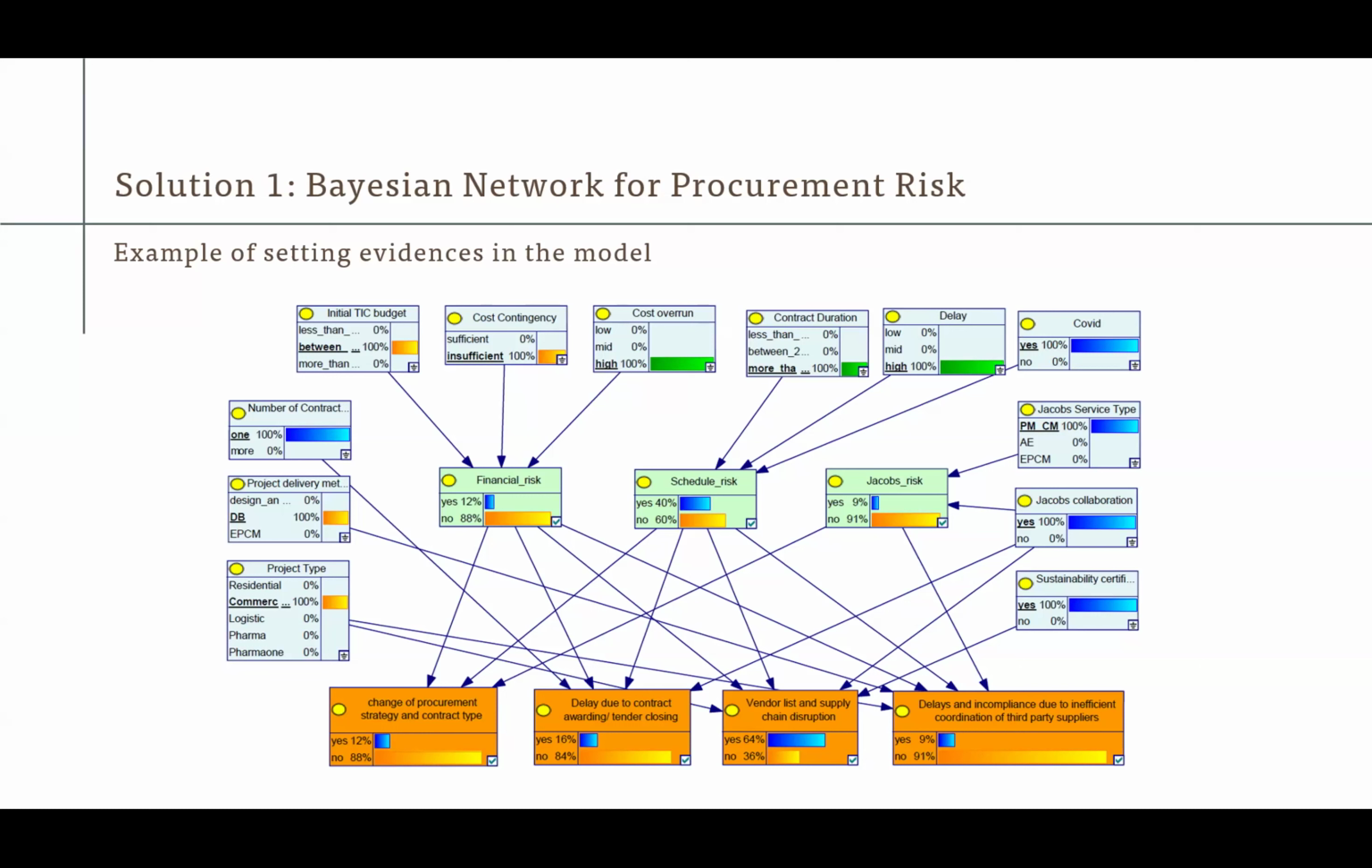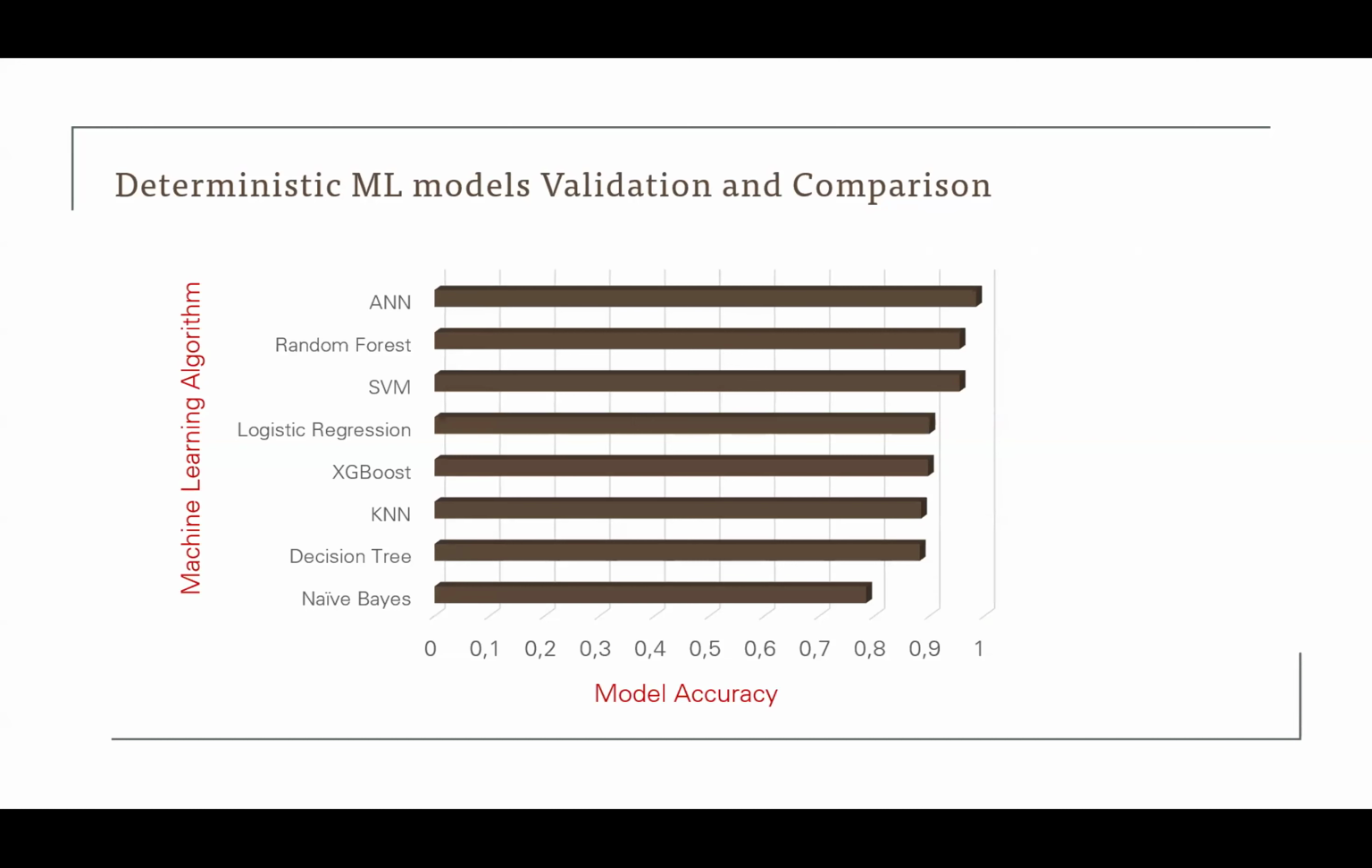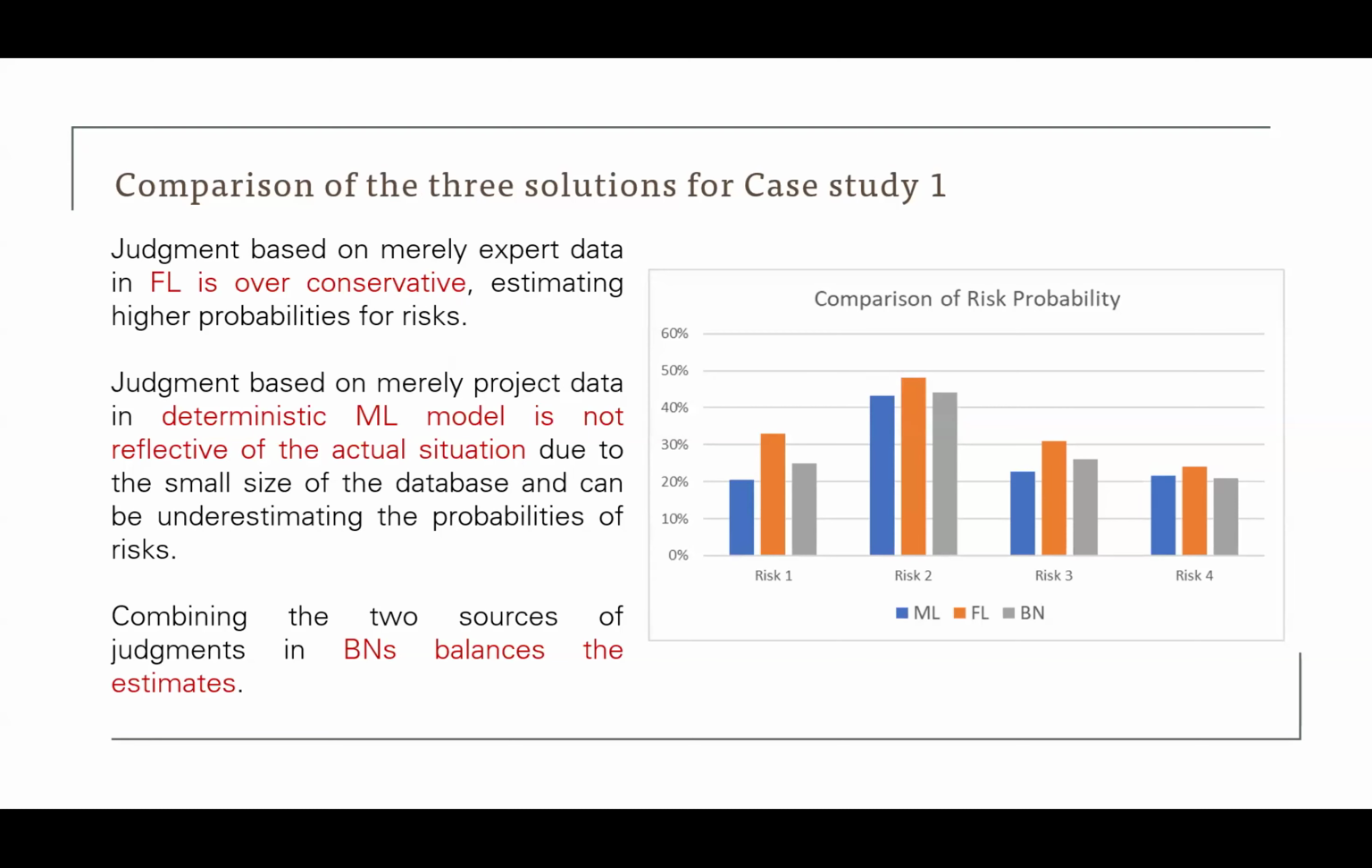And finally, as a comparison of pre and post data augmentation, you see that after data augmentation, the model had better results. In general, between all the categories, I reached a minimum of 85% accuracy, which was really good for such a small database. The deterministic models generally had good accuracy, but most of them had the overfitting problem because it was a small database. And for the fuzzy logic model, the problem was that it was over risk averse, so it was assigning higher probability to the risks.